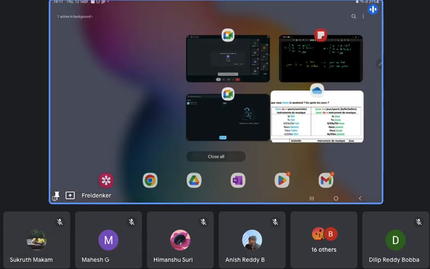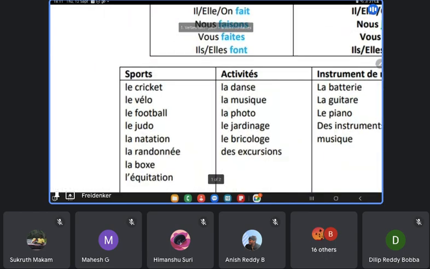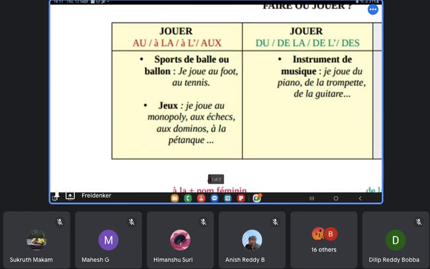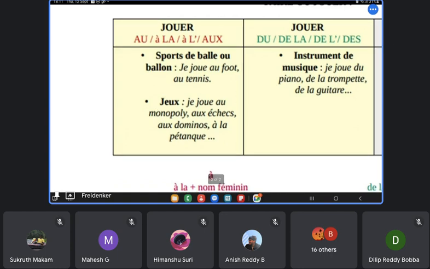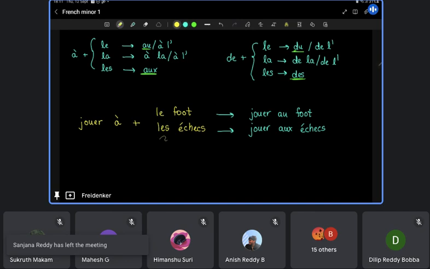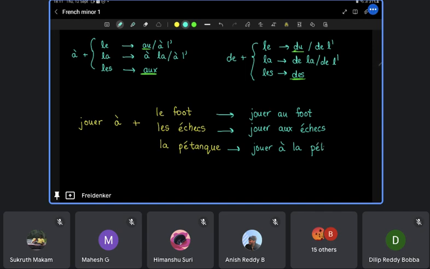The same examples are given here. You can see in the first column here. Okay, there is a feminine sport. Pétanque is a sport, so you can use that. Je joue à la pétanque. So if you have la here, la pétanque, there is no fusion for the feminine, so it remains as it is. Jouer à la pétanque. There is fusion only here and here, because masculine singular, masculine plural.